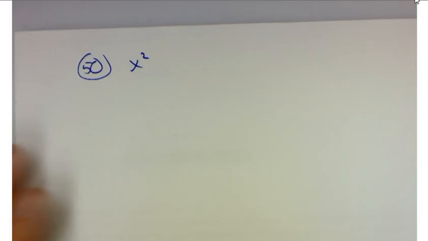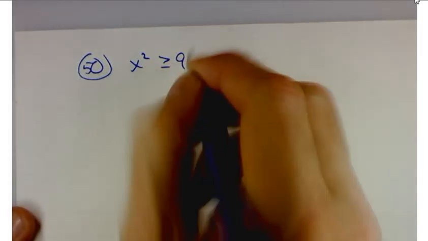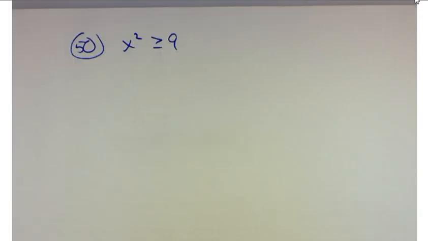x squared is greater than or equal to 9. I like to do a problem like this because it's so tempting to do it wrong. I mean, really, be honest. In your heart of hearts, you just want to say, oh, take the square root on both sides. Done. Cool. Time to go hit the beach. But you can't. There's a little bit more to it than just taking the square root on both sides.